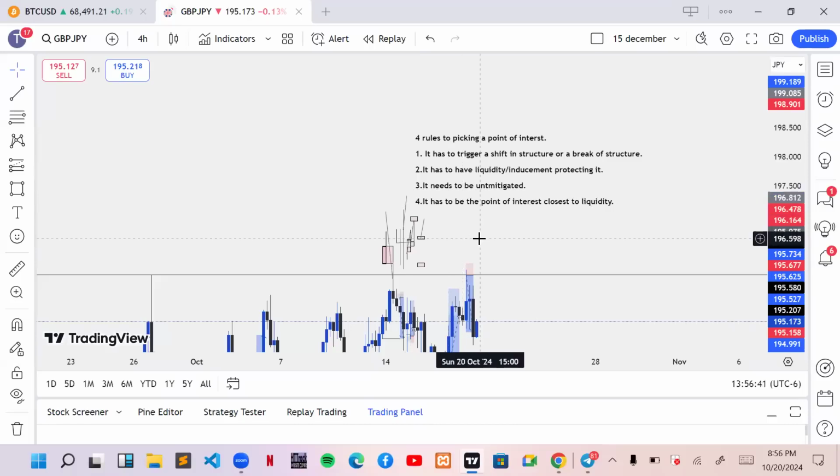Once you follow these four rules, it will tell you whether to pick your point of interest from a breaker block or whether to pick your point of interest from your other block. That's just it.